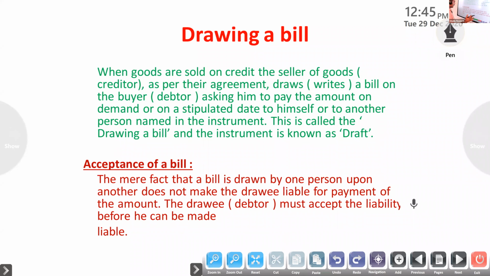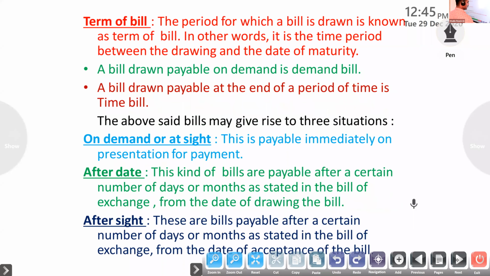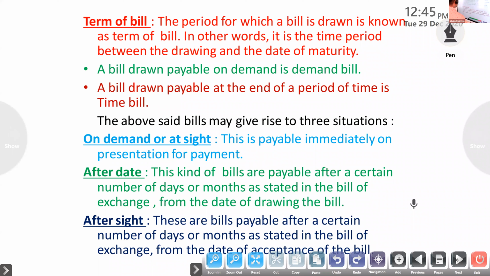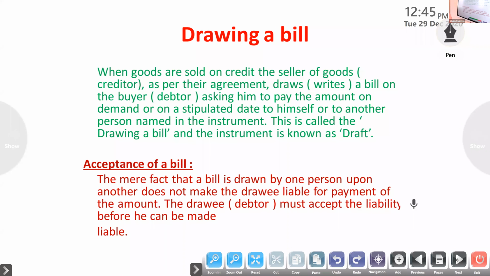We can import and export goods with the help of the bill of exchange. These are the terms related to bills of exchange that you have to study. If you are doing the problems, they will be used.